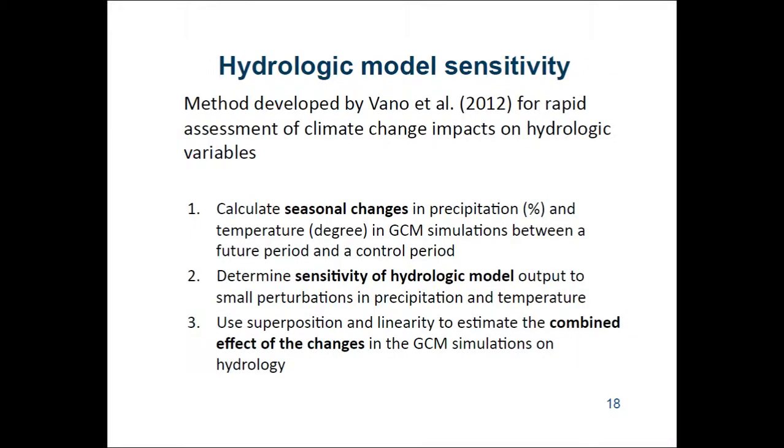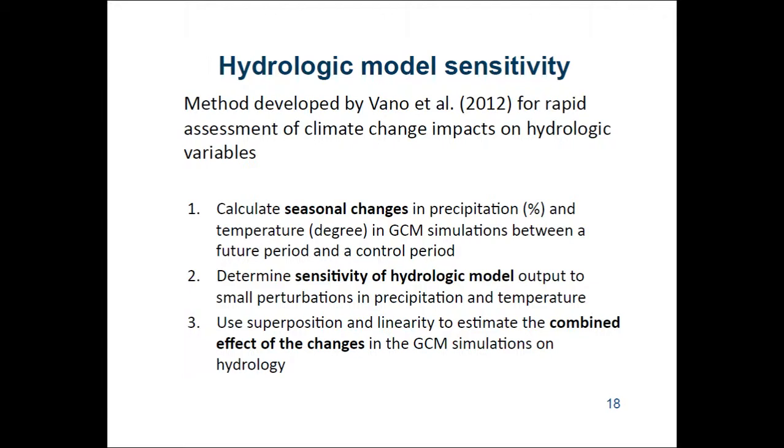And so to do that, we implemented the method by Vano et al., who you'll hear from in the next talk. It allows for rapid assessment of climate change impacts on hydrologic variables. And so it's a 3-step method. So first, you take your global climate model output for the basin, and you look at the projected changes in precipitation and temperature between a future period and the historic period. In this case, I'm going to be showing you results from the period 2070 through 2099 for RCP 8.5. So this is the most extreme, longest out scenario that we're working with right now. And so you calculate those changes and you put them aside.